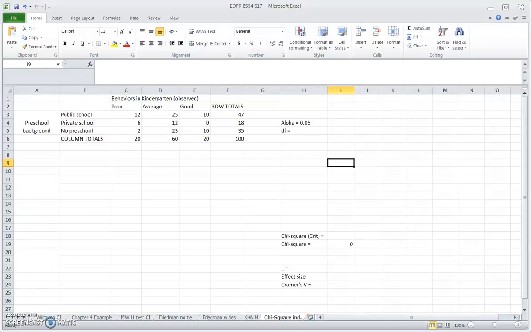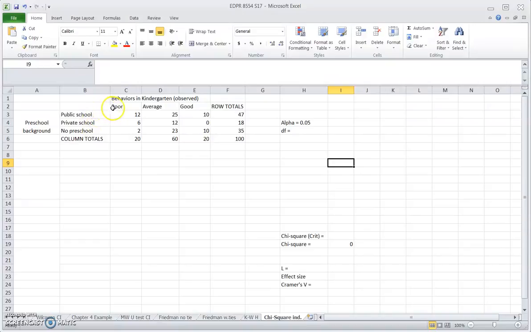In this video, I'm going to show you step by step how you can conduct a chi-square test for independence. Here is the example presented in the textbook. The sample size is 100, so there are 100 kids. They had different preschool backgrounds. The numbers in the row total show that 47 out of these 100 kids attended public preschool, 18 of them attended private preschool, and 35 didn't go to preschool.